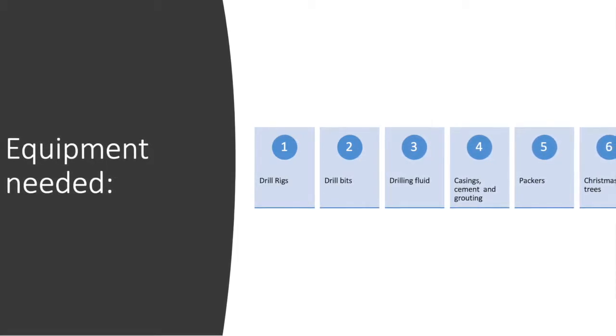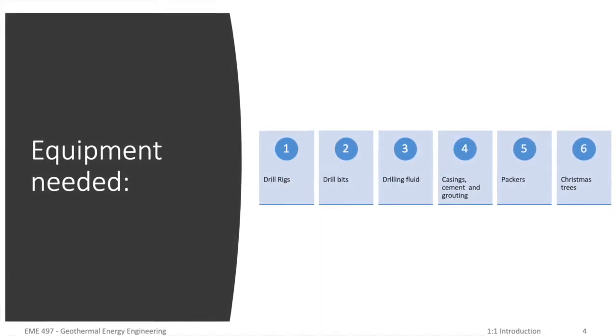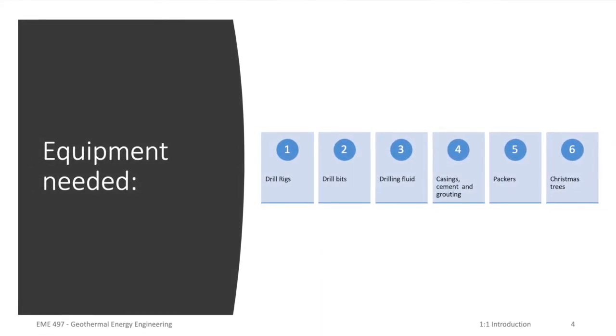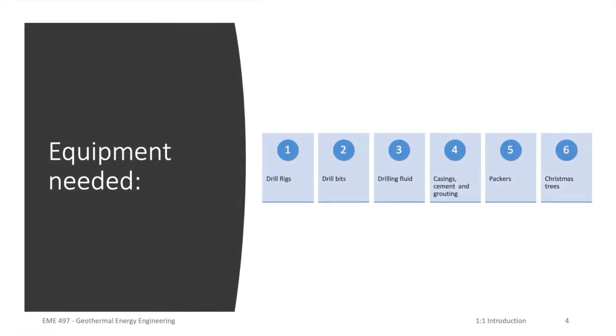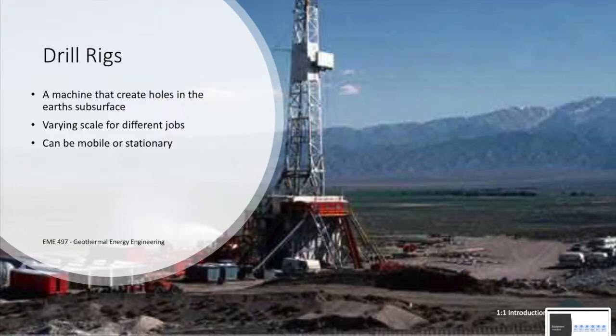Like any highly specialized project, there is specific equipment that is needed to drill. This includes drill rigs, drill bits, drilling fluid, casings and grouting, packers, and Christmas trees. For any drilling process, a crucial piece of equipment is the drill rig. It is a machine that creates holes in the Earth's subsurface. For different jobs, there are different types of drill rigs that are used. For oil and gas, there are ones that are on the water and ones on land. For geothermal energy, it's mainly ones that are on land, and they can either be stationary or mobile. The rig that is shown in the picture on the slide is a stationary rig.